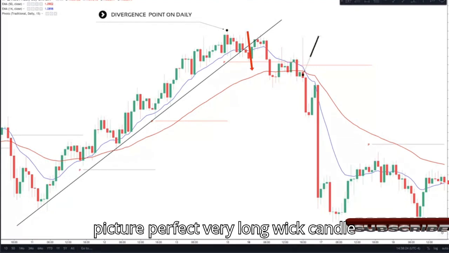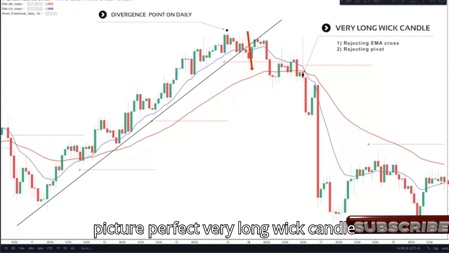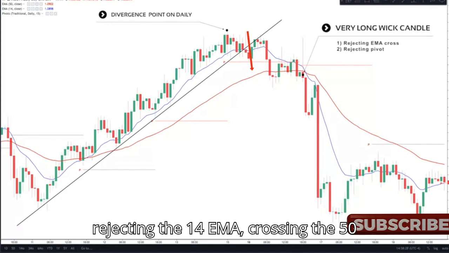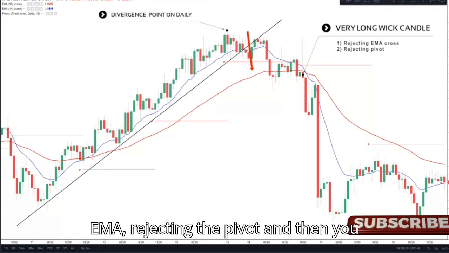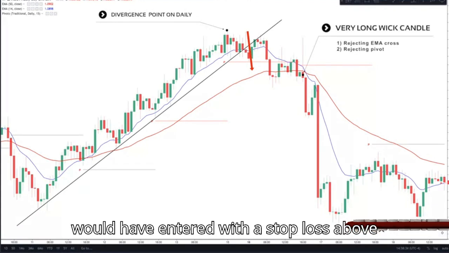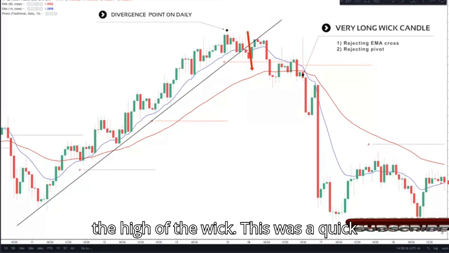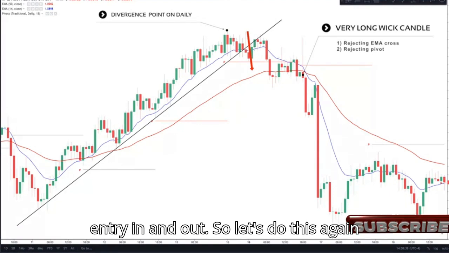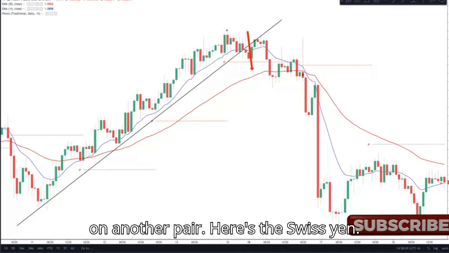We then had a picture perfect very long wick candle, rejecting the 14 EMA, crossing the 50 EMA, rejecting the pivot, and then you would have entered with a stop loss above the high of the wick. This was a quick entry in and out. So let's do this again on another pair.